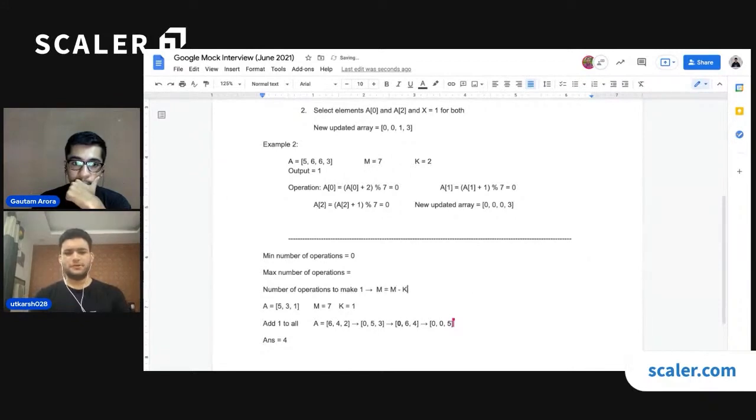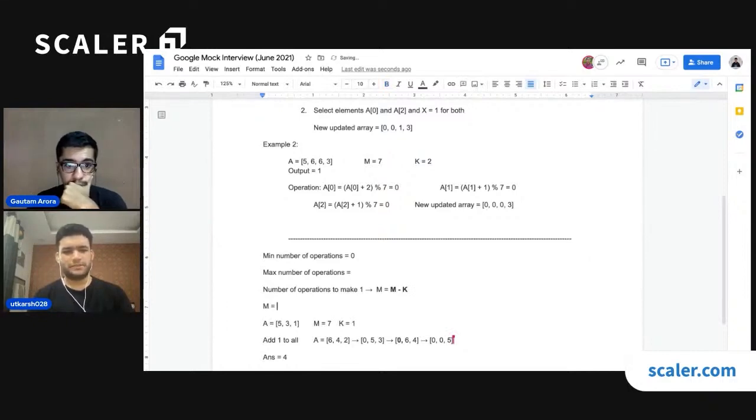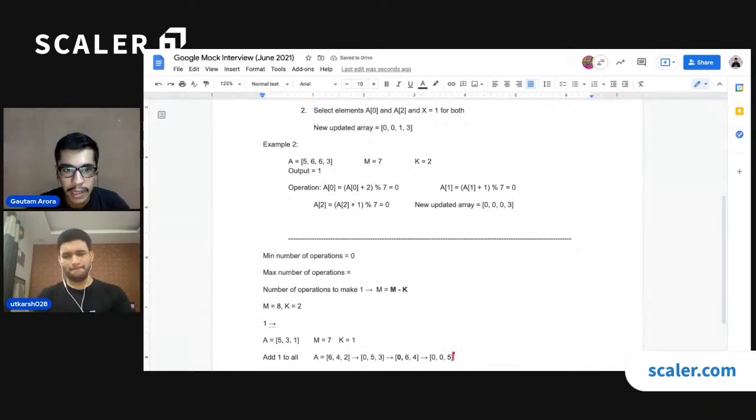M minus k? Let's say, oh no, minus won't work. Let's say we have m equal to 8, and let's say we have k equal to 2. Now, if we have a 1, how many operations will it take? So 1 will get 3, and then I'll get 5, then I'll get 7, and now if I add 2, I'll get 1 again. But you can add 1 and make it 0. Yeah, so the operations required would be m divided by k.